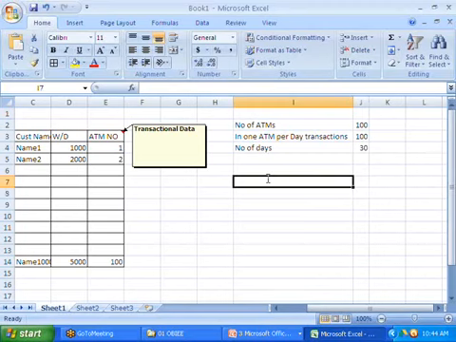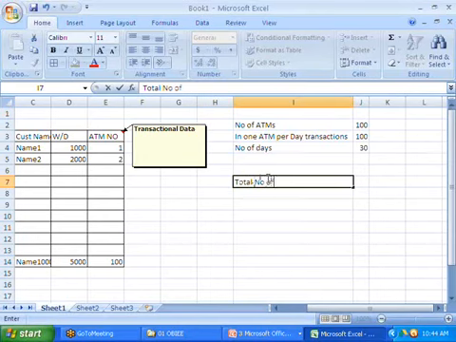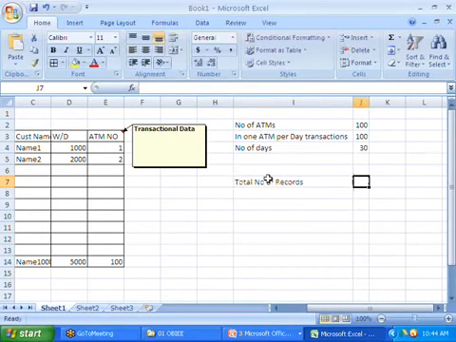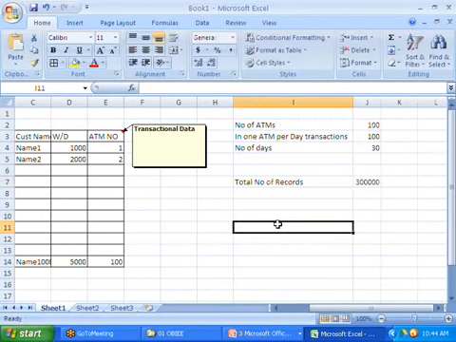300k records he has given to the business manager. So the total number of records he has given is how many, sir? 3 lakh records. That is 300k records, 300,000 records he has given.